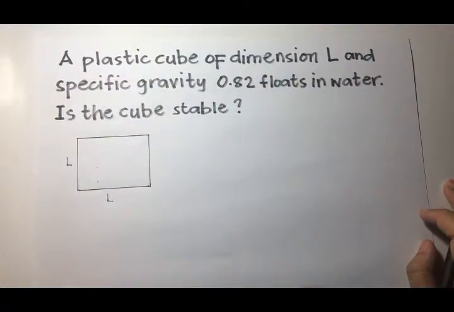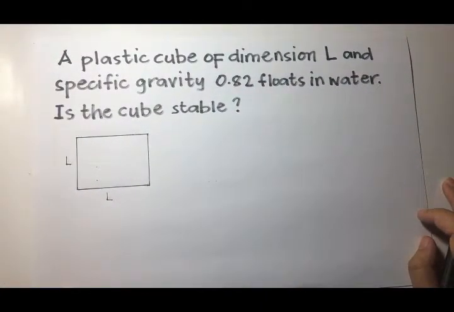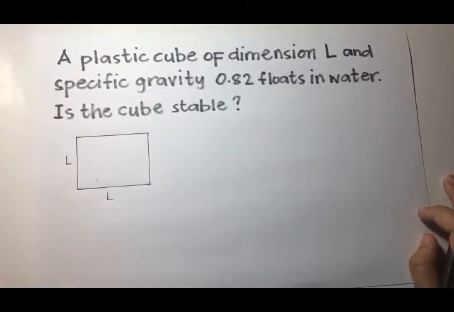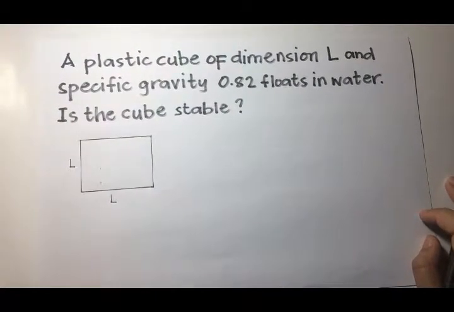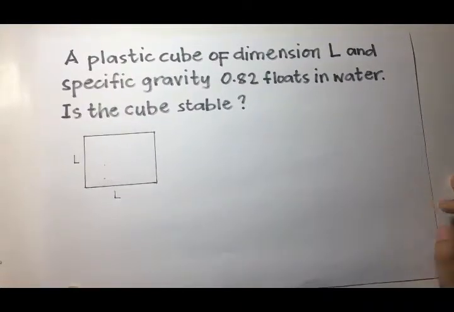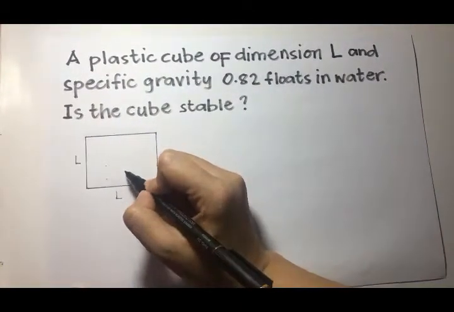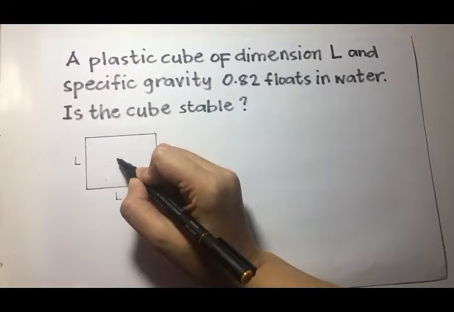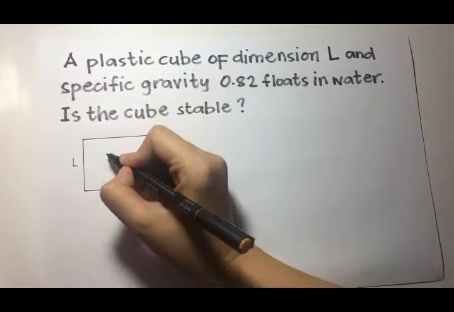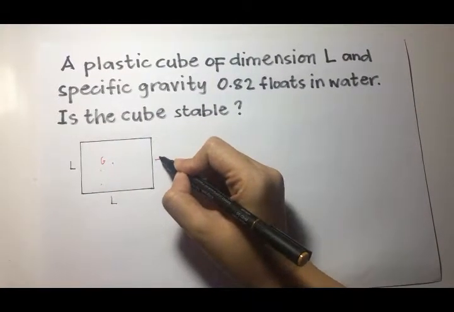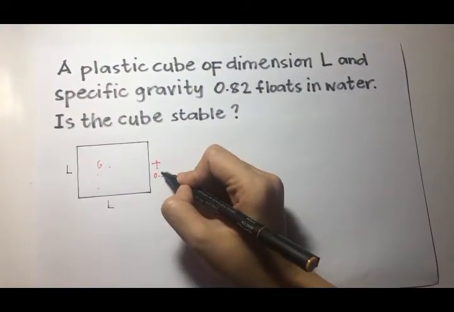So this is now our problem. A plastic cube of dimension L and specific gravity of 0.82 floats in water. Is the cube stable or not? First, we locate the center of gravity, which is just in the middle of the figure, G, which would give us a dimension of 0.5 L.